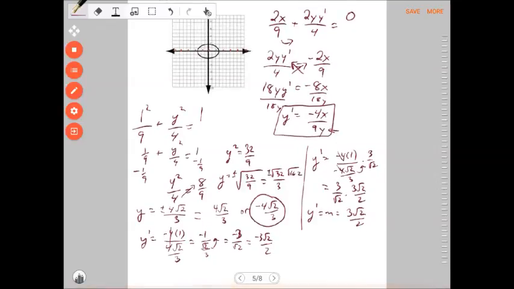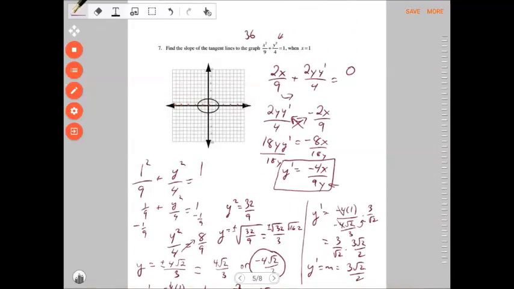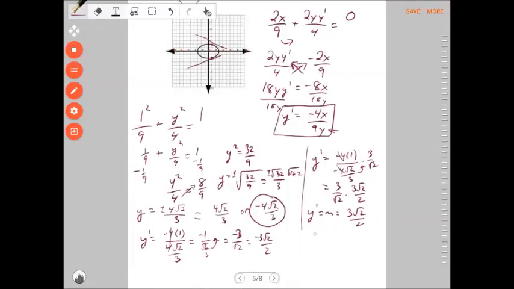Now, last question: it said to figure out the equations of the tangent lines. This one just wants the slopes. So I'm going to find the slopes when x equals 1. When x is 1, there is this point here or that point there. So we have one slope that way, one slope this way, one's positive, one's negative. And we have our 2 slopes. We don't need to go any further with the equations or anything.